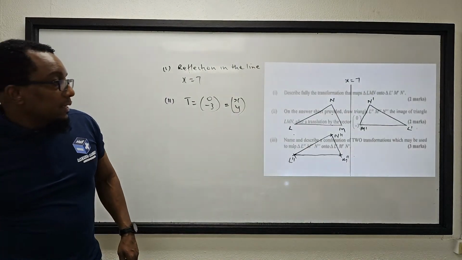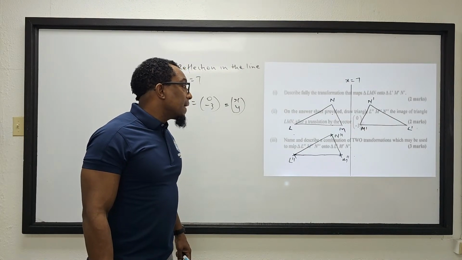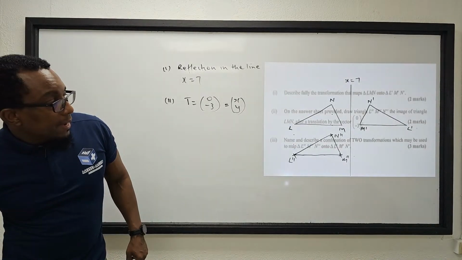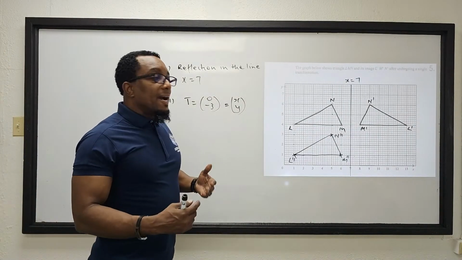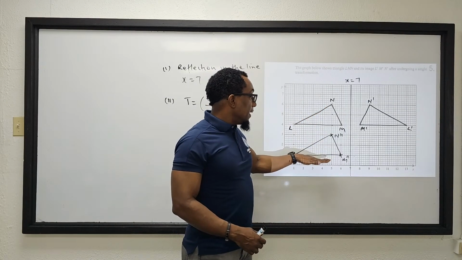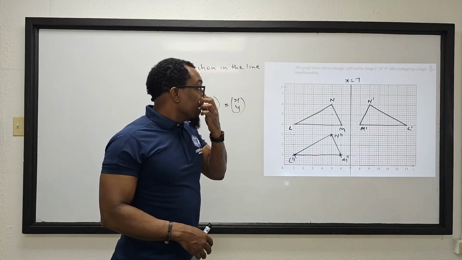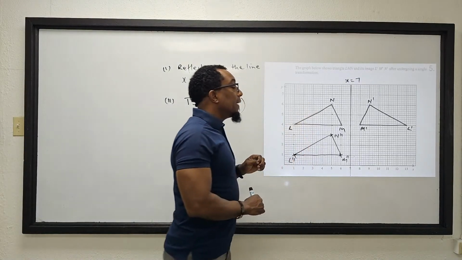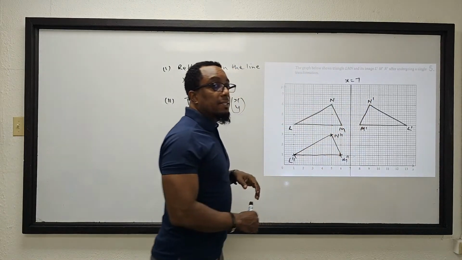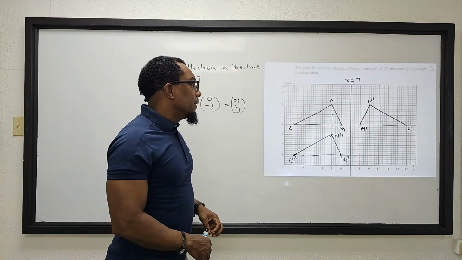The next part of this question: name and describe a combination of two transformations which may be used to map L double prime, M double prime, N double prime onto L prime, M prime, N prime. So the combined transformation here, this here is a translation, if we do the reverse, moving from L double prime, M double prime, N double prime to LMN. And of course, moving from LMN to L prime, M prime, N prime, this is a reflection about the line x equal to 7.